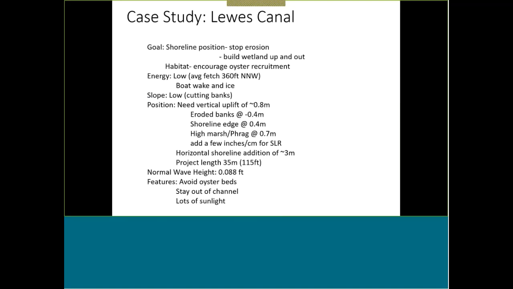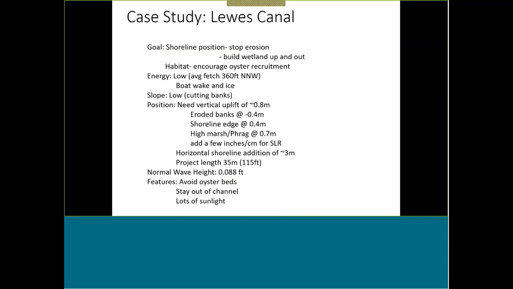So putting all that together, our goal is for shoreline position. We want to stop the erosion. We want to build the wetland out horizontally and up vertically, and encourage the oysters that are there, encourage more recruitment. We know that we have low energy. The fetch we determined was only about 360 feet, so very short fetch. Although we do know that there's a lot of boat traffic on this canal, and so there can be a lot of wake. And we know from experience that there can be some winter ice, so we want to take that into account. We've had some damage in the past.